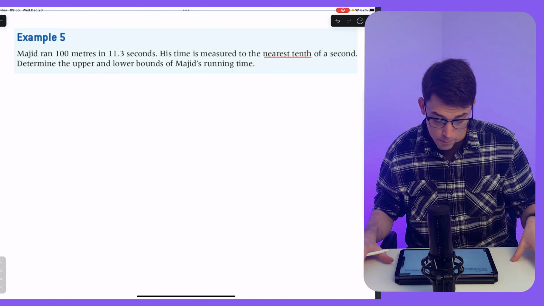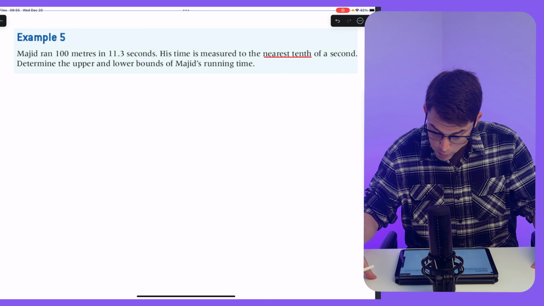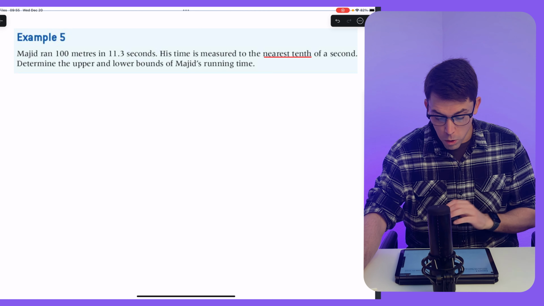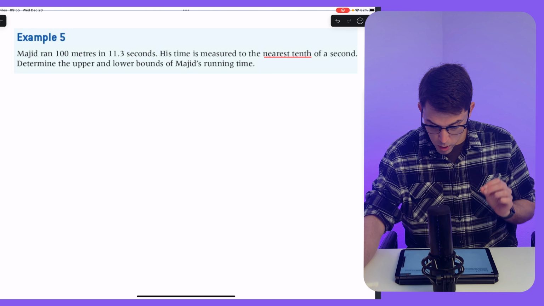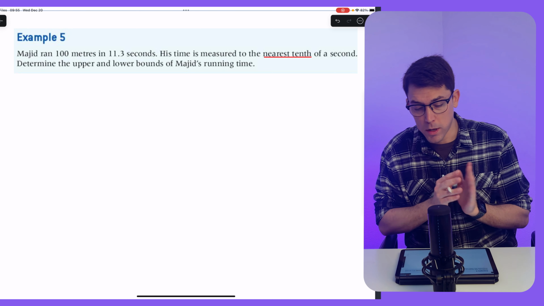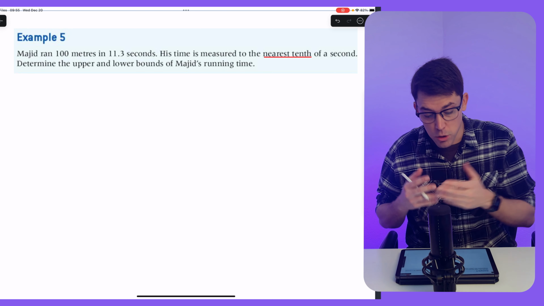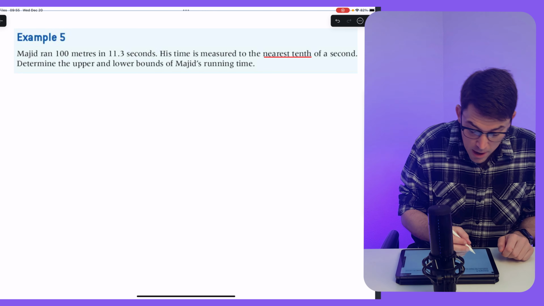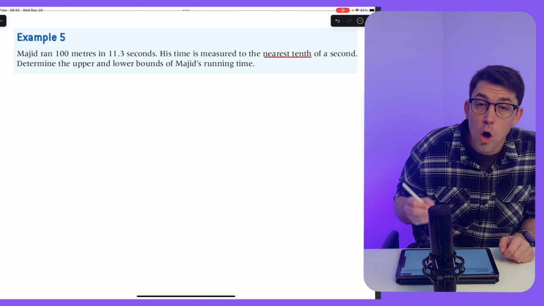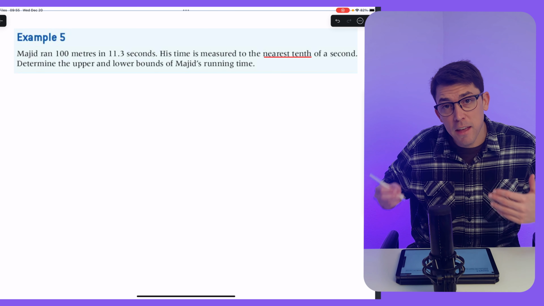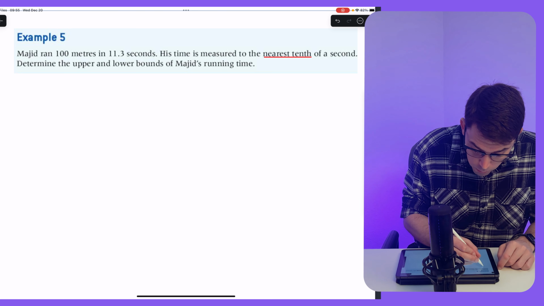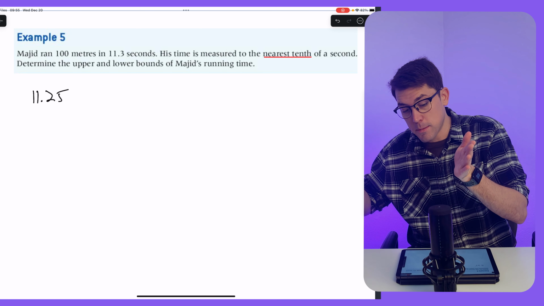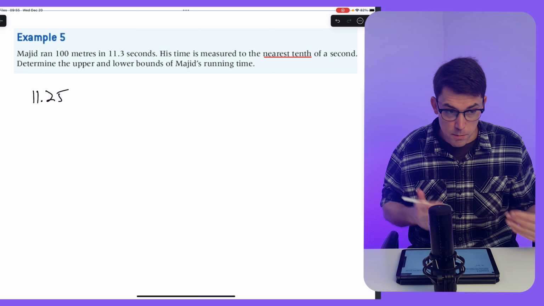Let's take a look at a different example where we have someone who's running 100 meters in 11.3 seconds. Now, Majid's time is going to be measured to the nearest tenth of a second. What are the lower and upper bounds for the running time? Just like how in our last problem we took the decimal place to the right into consideration, we're going to do the same thing here. So if we're looking at the tenth, we're going to be thinking about the hundredth. Now, if we're rounding to 11.3, what's the smallest value that will give us 11.3 when we round? Just like our last one, we're going to look at 11.25. We're going to take into account the decimal place to the right and then see what the smallest value is.